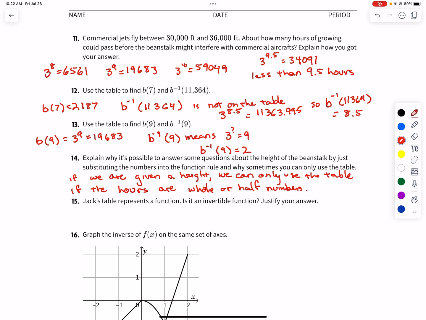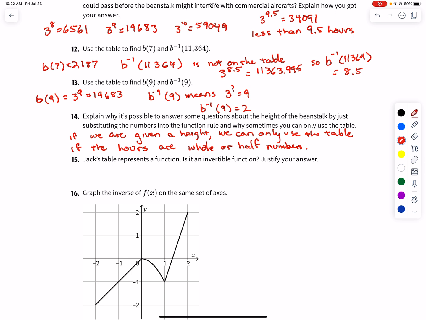Okay, and notice the table, the numbers for the height get further and further apart from each other, so it gets harder and harder to back up to the top row. Is the function invertible? Justify your answer. What does invertible mean? It means you can go backwards. Yes, we can go backwards. The technical reason is each output has a different input.